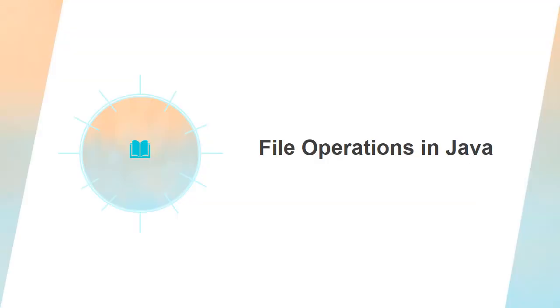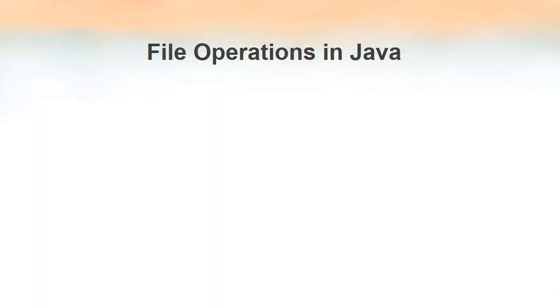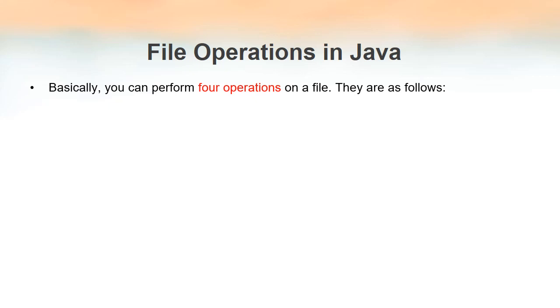Now we will see the different file operations that are possible. Mainly there are 4 operations on a file. They are as follows. First one is to create a file. We need to create a file first of all, then only we can perform all the operations on it, or else we have to perform the operations on the existing file. Anyway, creation of a file is one of the operations.